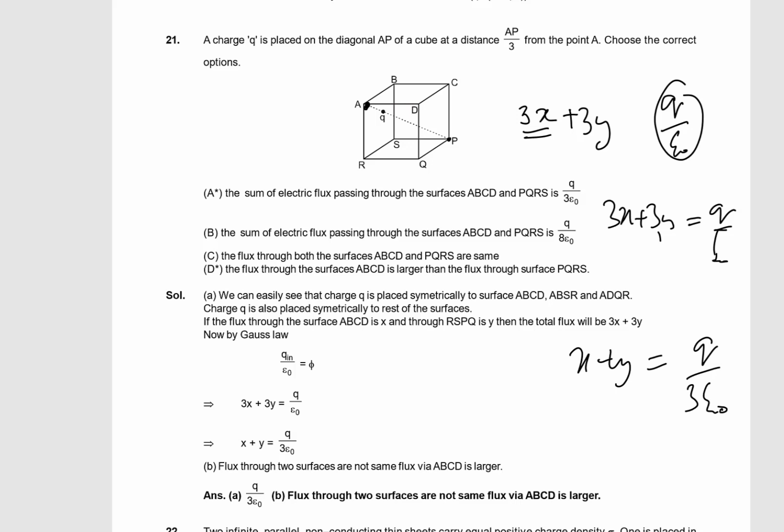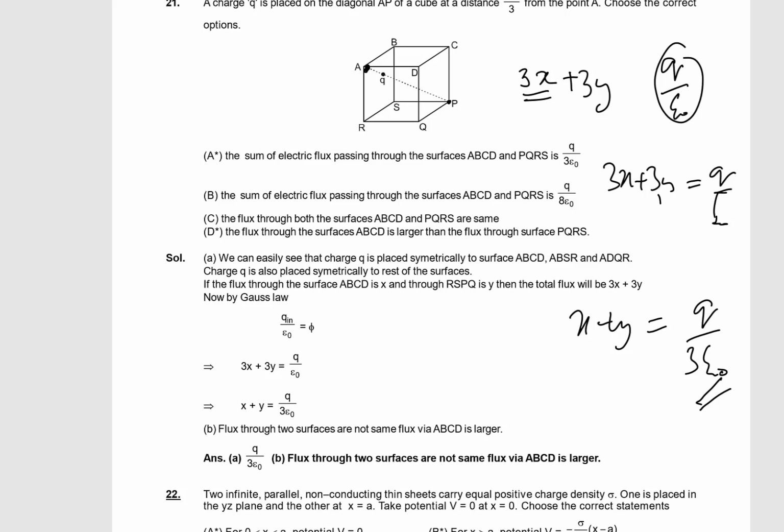Okay, the first bit is flux through ABCD and PQRS. ABCD we have taken as x, PQRS we have taken as y, so that flux will obviously be Q by 3 epsilon naught. The first bit is correct. The statement that the flux through surfaces ABCD and PQRS is the same is obviously wrong, because flux through ABCD will be more than flux through PQRS. So we can say that flux through ABCD will be greater than Q by 6 epsilon naught, and flux through the other surface PQRS will be less than Q by 6 epsilon naught. Okay, that's it.